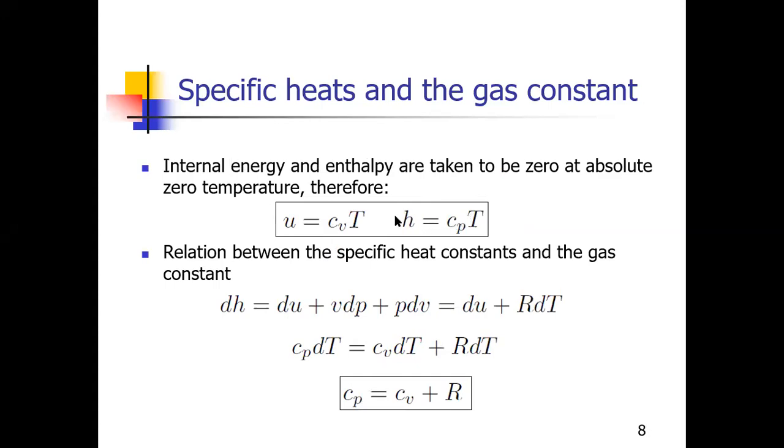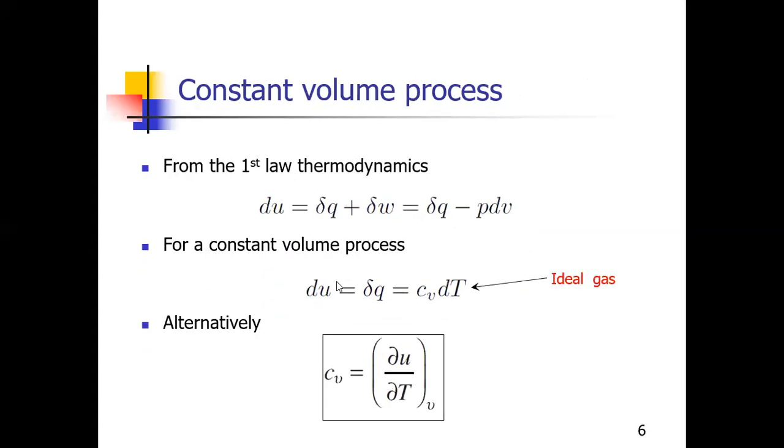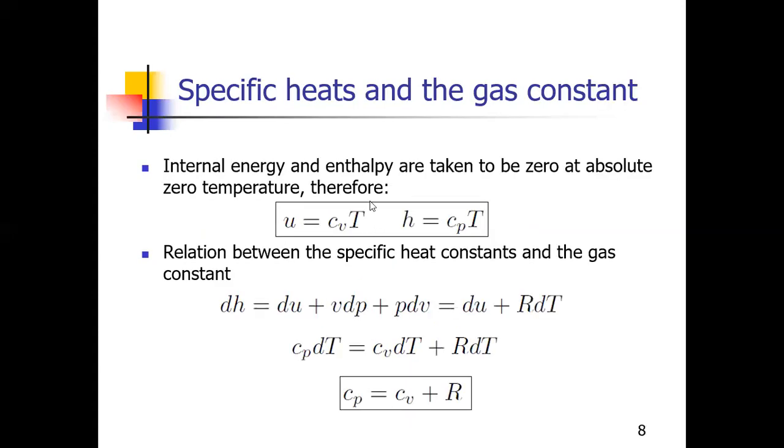This is the reason why, when we integrate this and this, there is no constant of integration. Why? Because the constant of integration is zero, since the internal energy and the enthalpy are zero at absolute zero temperature. So you can measure your enthalpy and internal energy from the temperature and these constants. When we integrate, we consider them to be constants. They are constants for an ideal gas for a very large range of temperature.